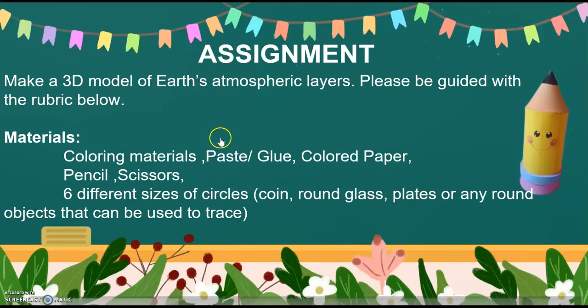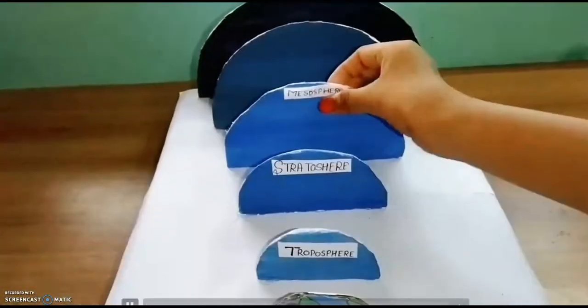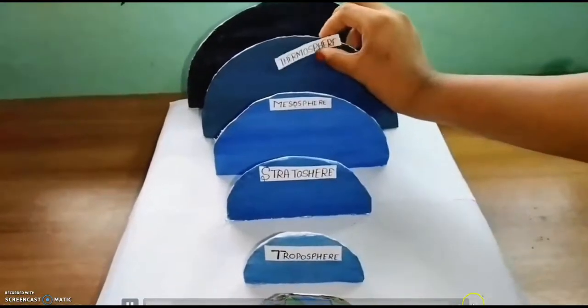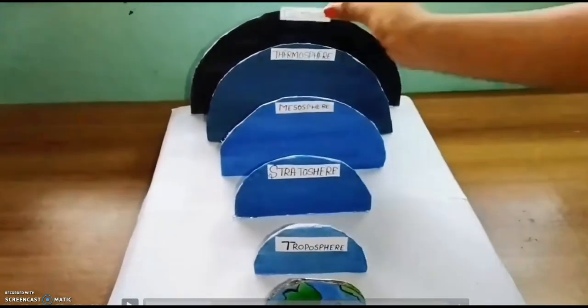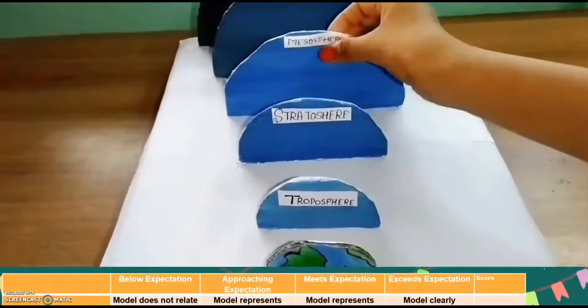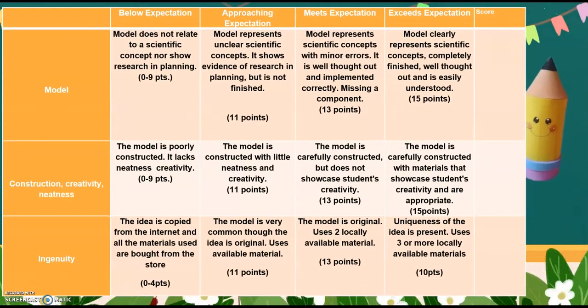So, you're just going to make a 3D model of Earth's atmospheric layers. So, like this. Okay. Then, we have the rubrics in scoring your output. Okay, you can send your output in our messenger group chat as well.